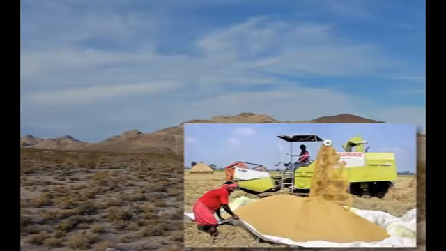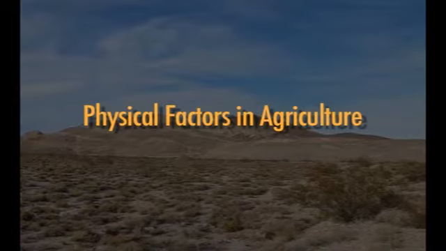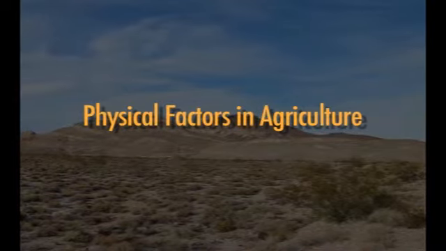Physical factors in agriculture. Agricultural activities in all ages have centered mainly around the growth of crops, which is dependent on suitable moisture, temperature and soil conditions. Basically, agriculture of an area needs to be studied against the backdrop of its physical environment, that is, the natural land resources.